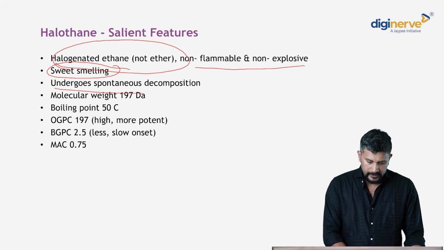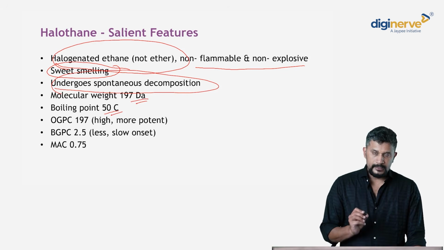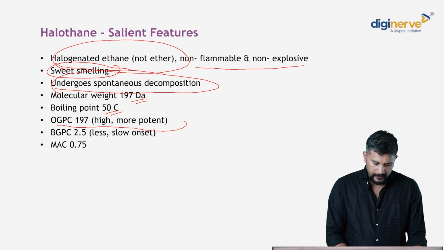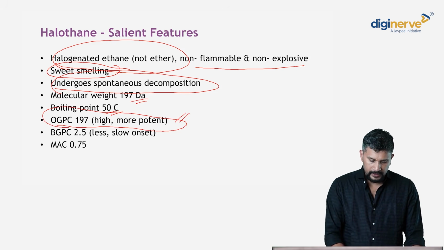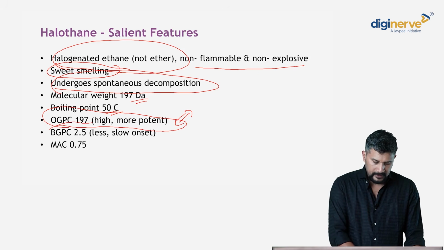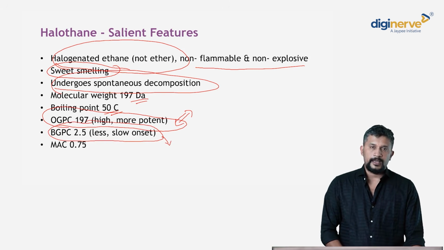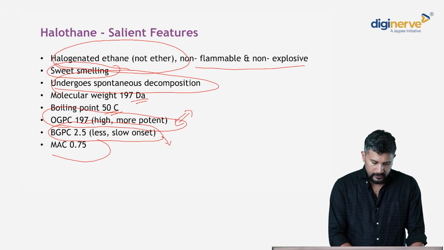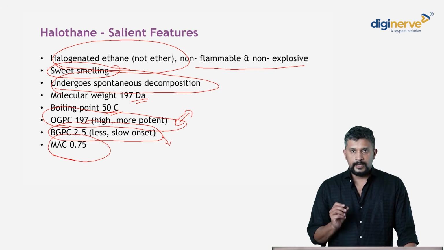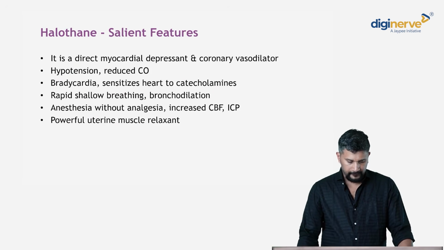It undergoes spontaneous decomposition. It has a molecular weight of 197 Daltons with a boiling point of 50 degrees Celsius, an oil gas partition coefficient of 197, which is quite high, making it a very potent drug, and a blood gas partition coefficient of 2.5. Therefore, you have a slow onset and recovery whenever you're inducing a patient with halothane. And like we saw, the oil gas partition coefficient is quite high at 197. Therefore, the MAC value is only 0.75.